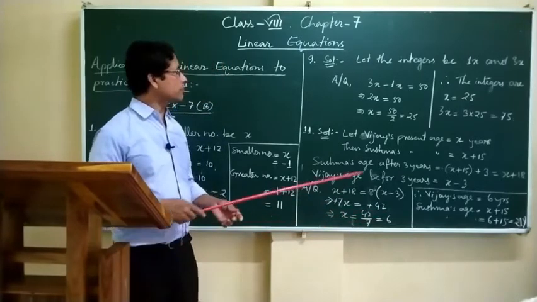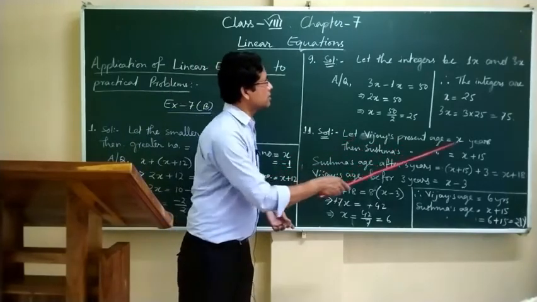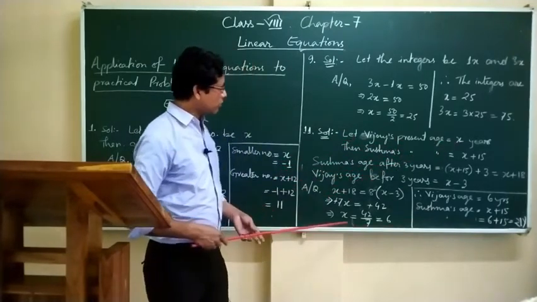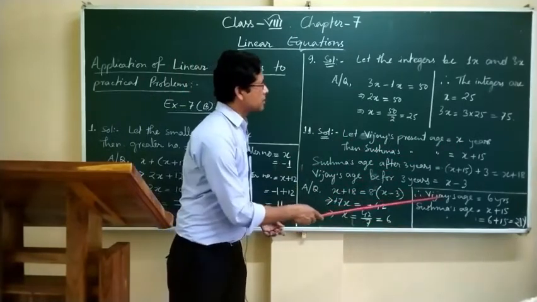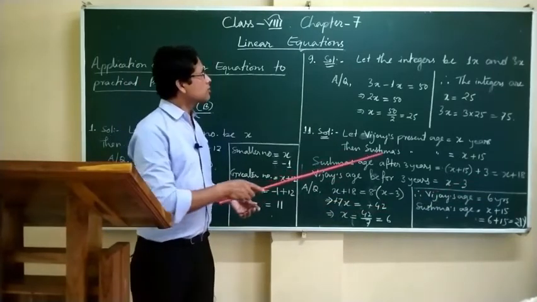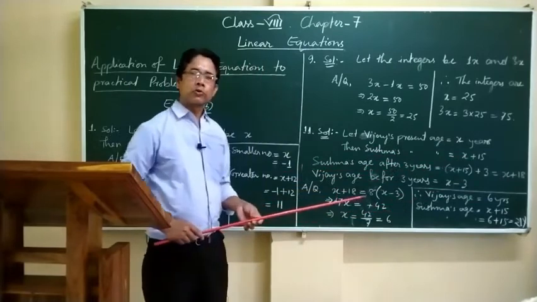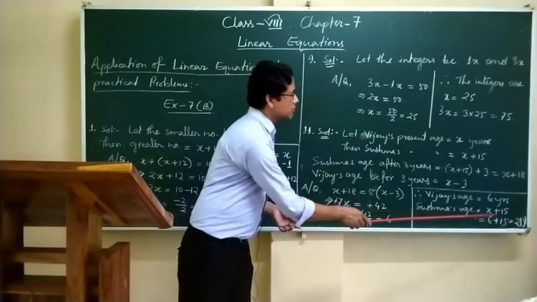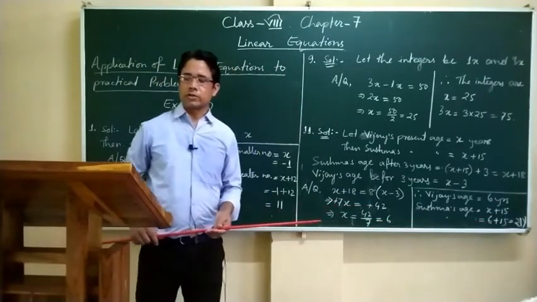Now go back to the beginning, where we have written let Vijay's present age be x. So what value did we get for x here? It is 6. That means Vijay's present age is 6 years. And what have we written for Sushma's age? Sushma's present age, x plus 15. We have the value of x. That means it will be 6 plus 15, which is equal to 21 years.